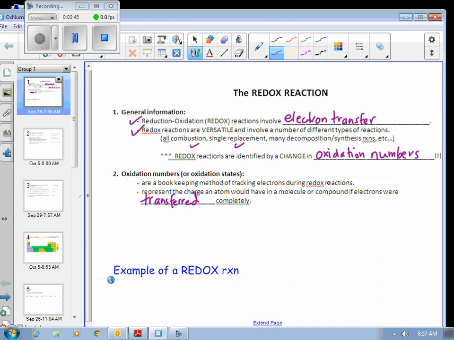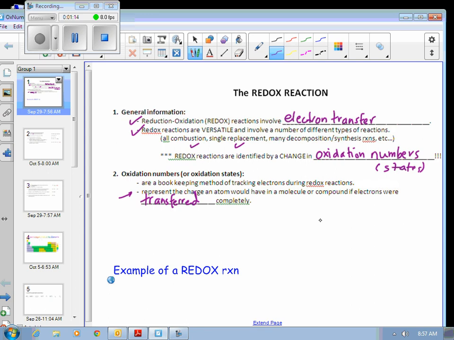The key is that there's a change in oxidation number, or sometimes we say oxidation states. Okay, now what the heck is an oxidation number? Well, it's really just a kind of bookkeeping method for keeping track of electrons during a reaction. An oxidation number by definition represents the charge an atom would have in a molecule or compound if the electrons were transferred completely.